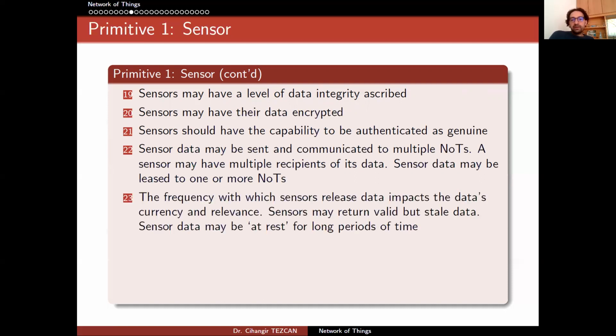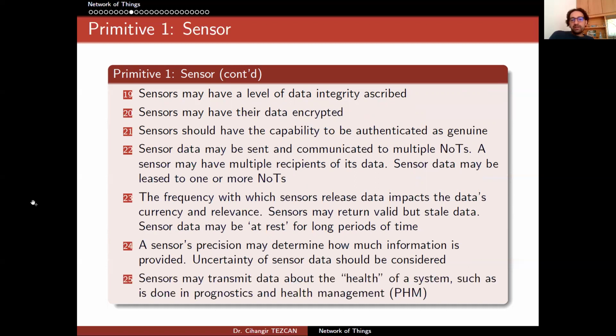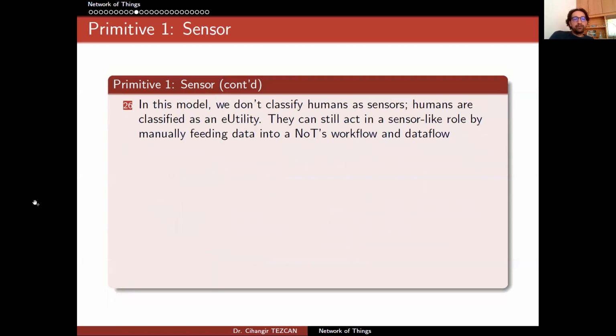The frequency with which sensors release data impacts the data's currency and relevance. Sensors may return valid but stale data. Sensor data may be at rest for long periods of time. A sensor's precision may determine how much information is provided. Uncertainty of sensor data should be considered. So this precision is also important. Sensors may transmit data about the health of a system, such as is done in prognostics and health management.